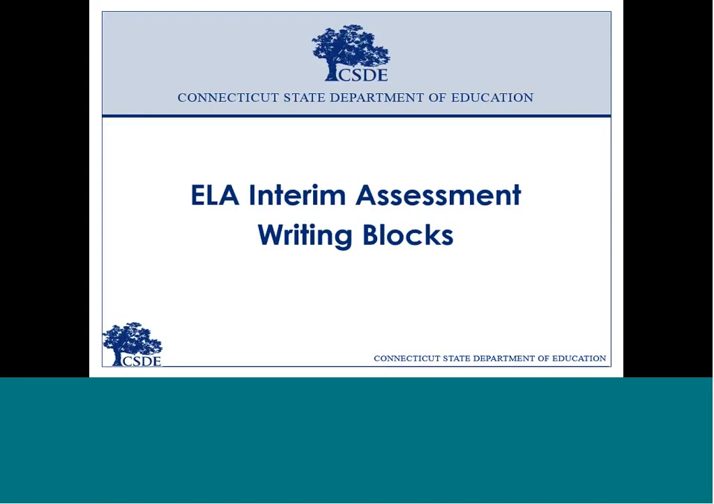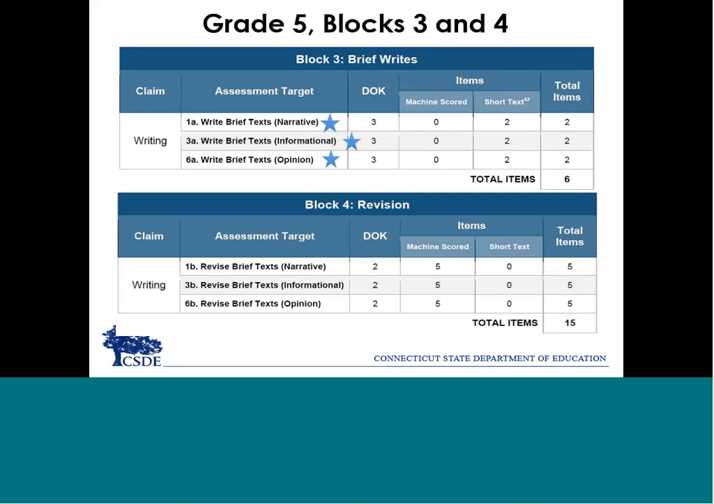Let's look at those blocks that measure Claim 2 writing. The top writing block shown on this screen is Block 3, and it contains 6 brief writes that are open-ended, short text items. These brief writes require students to write between 1 and 2 paragraphs to respond to the prompt. This means all the responses in Block 3 need to be hand-scored by teachers in the teacher hand-scoring system before a score can be provided in the reporting system for this block.